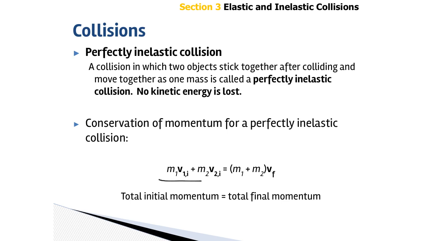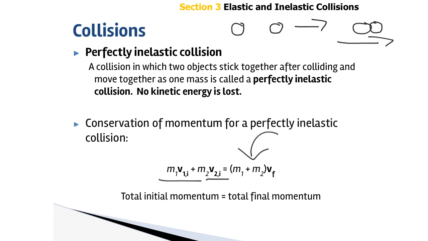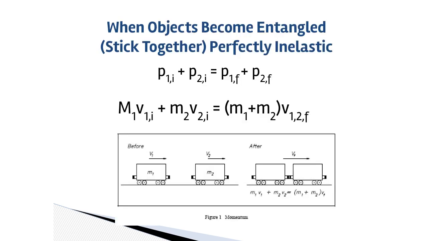So m1 v1 initial plus m2 v2 initial equal mass 1 plus m2 times the final velocity, because the two objects are traveling independently to begin with. The collision happens, and then they're stuck together, and now they're moving away as one unit. We sometimes use the word entangled to talk about these kinds of collisions. So if the collision were elastic, that would mean the objects would not stick together after they collide.